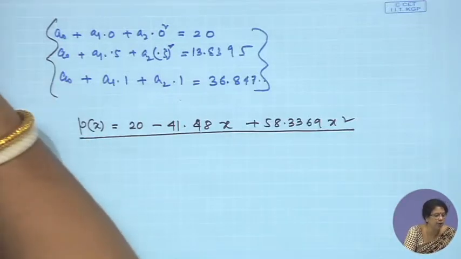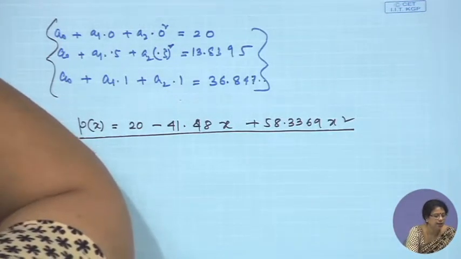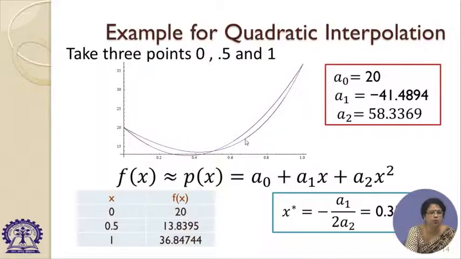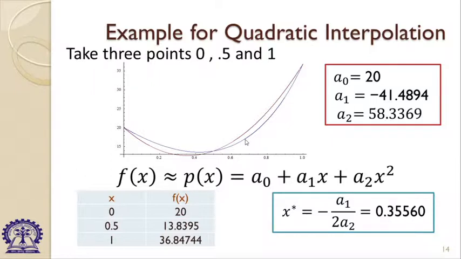I have drawn the polynomial, just you see, with the blue. The red is the function and blue is the fitted polynomial. I hope you are not really satisfied with this polynomial, because it is not fitting the function very nicely. And if I want to get the minimum of this polynomial, we could see the minimum of the polynomial is 0.355, and that cannot be the desired minimum at all. That is why it is not accepted.